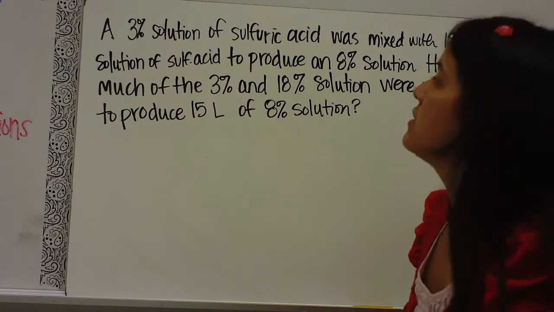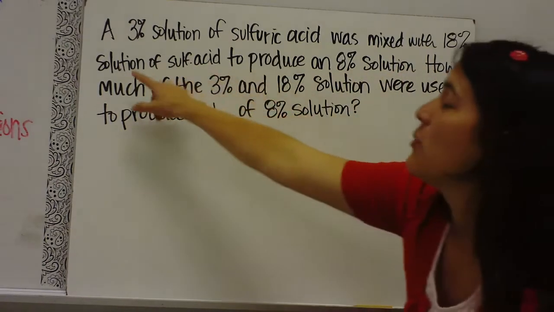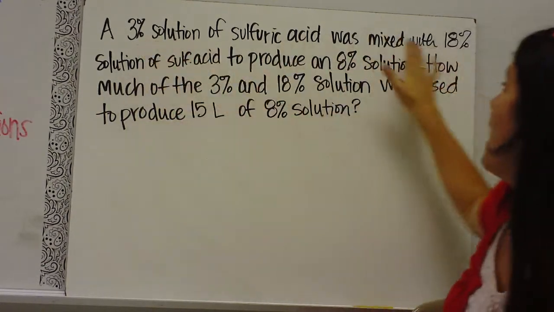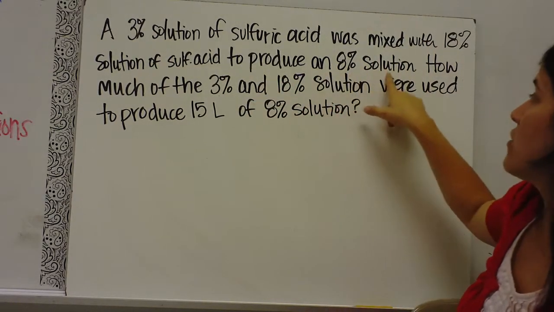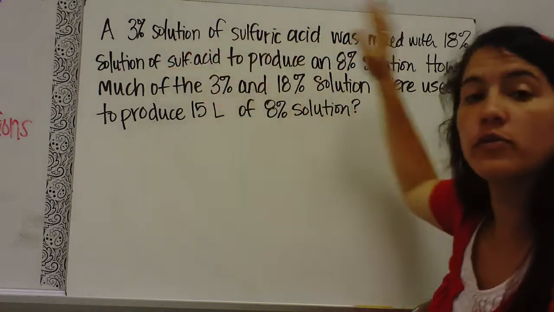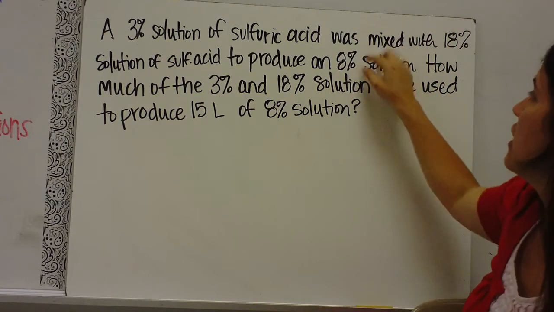A 3% solution of sulfuric acid was mixed with an 18% solution of sulfuric acid. So we've got a 3% solution and an 18% solution to produce an 8% solution. So this is what our end product was. They put together 3% and 18%, and our end product was 8%.